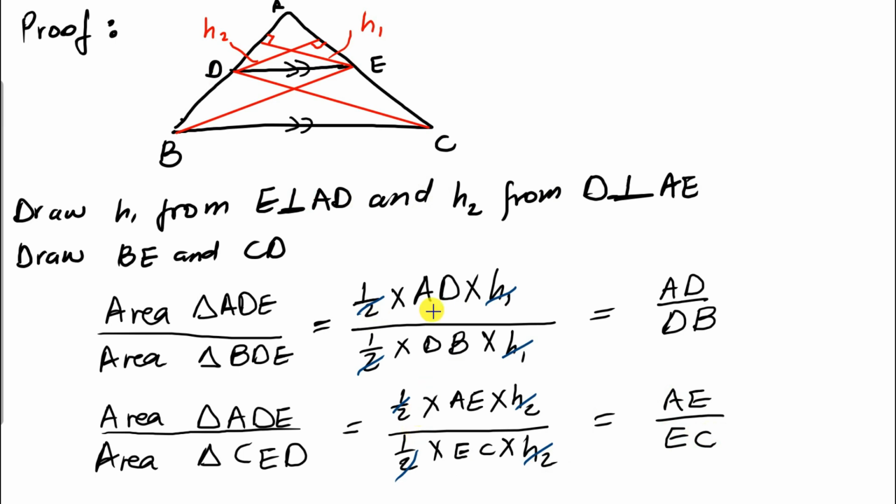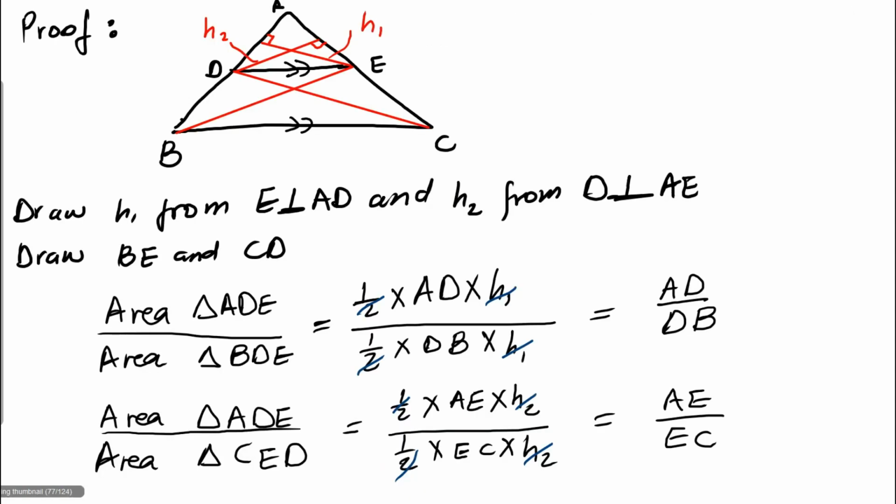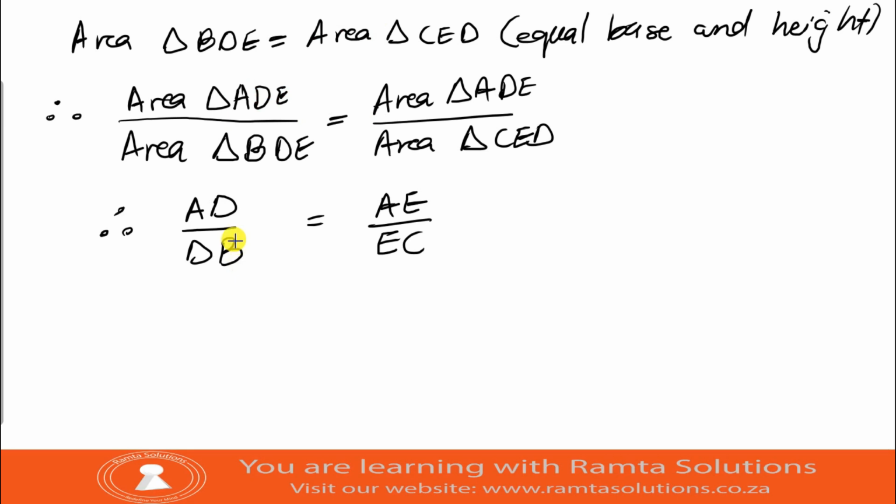So it's AE over EC. Right? Let's see. What were we supposed to prove? We're supposed to prove that AD over DB is equal to AE over EC. So let's see if we were able to prove it. Yes, AD over DB is equal to AE over EC.